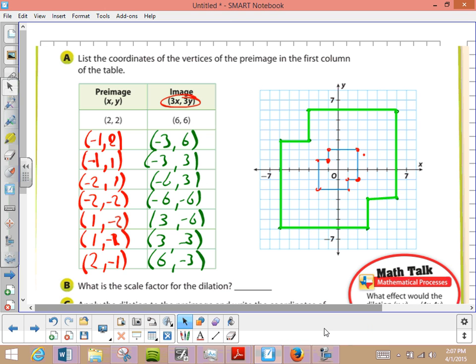Just a reminder, when you are dilating by a number that is a whole number or bigger, it's growing. The new image will be bigger. If the scale factor is a fraction, that means it's going to shrink.